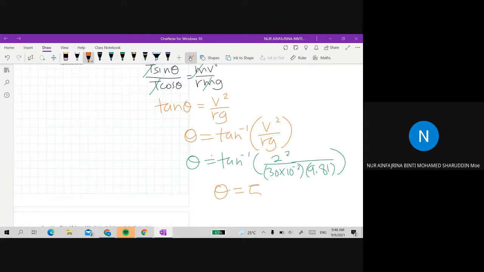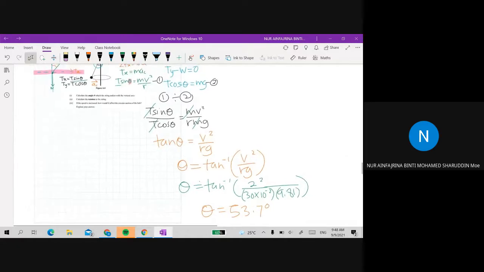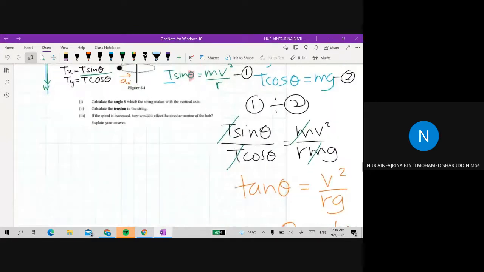Satunya dah buat kan? 53. 53.7. 53.7 degree. Okay, very good. So please make sure your calculator is in degree, okay? If your calculator is not in degree, it will be hard for you to get the answer. Okay, we are done with question 1. Calculate the angle. Okay, now let's look at the question 2.